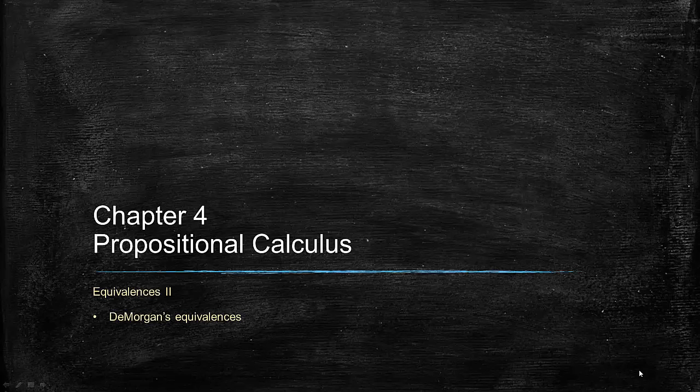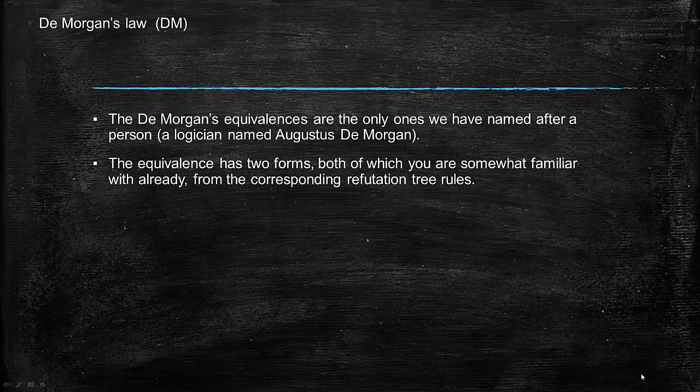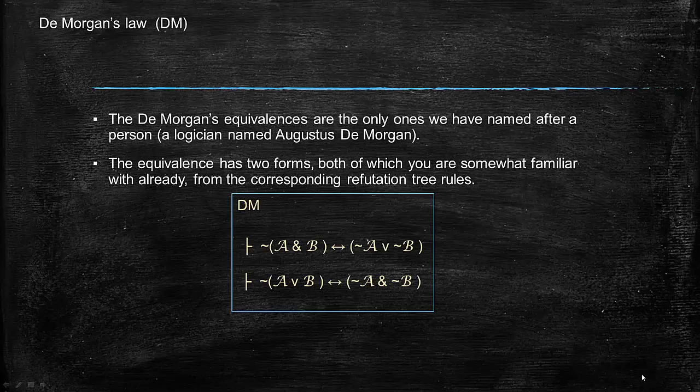All right, so today we're going to talk about DeMorgan's equivalences, or what the book calls DeMorgan's laws, and that's all we'll talk about in this lecture. These are really powerful equivalences, and they also take just a little bit of getting used to. The DeMorgan's equivalences are the only ones that are eponymous. They're named after a person, Augustus DeMorgan, who was a very important logician. And the equivalence has two forms, and you're familiar with them already from our refutation tree rules.